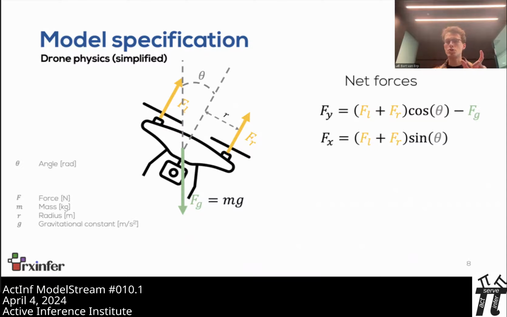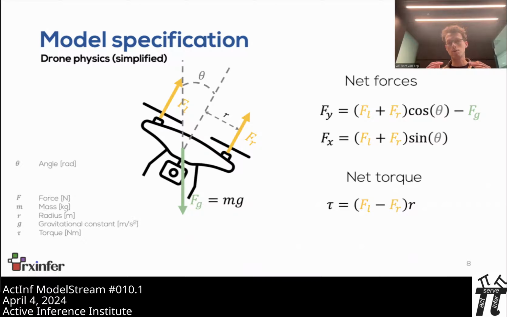The motors, we assume that they are at a distance r, a radius r, from the center of mass. So we very simplistically assumed that the center of mass of the drone is at a radius r from its rotor. So the force, you can think of it as acting upon an arm, creating a specific moment. So the torque that gets generated by these rotors with respect to the center of mass of the drone is the difference between these two forces multiplied with the radius r.